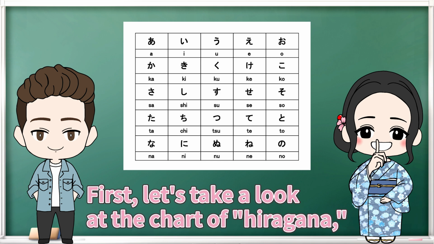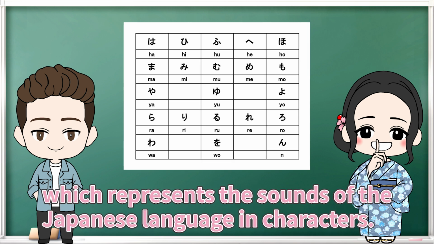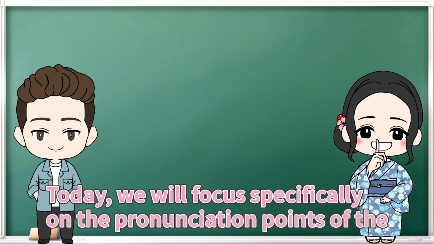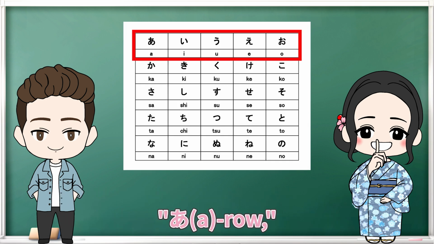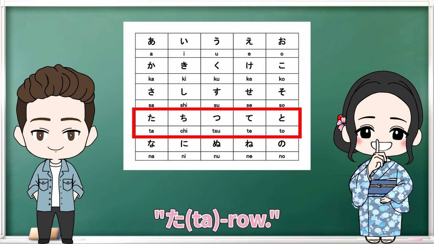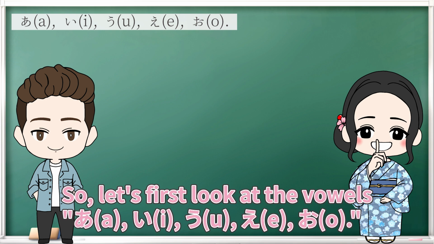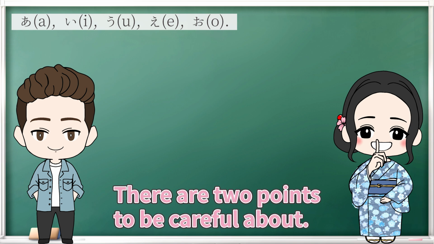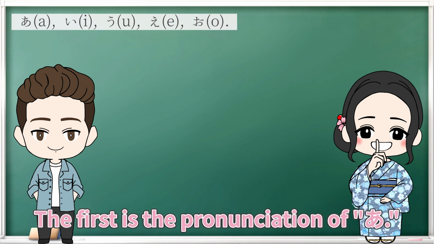First, let's take a look at the chart of hiragana, which represents the sounds of the Japanese language in characters. Today, we will focus specifically on the pronunciation points of the a row, sa row, and ta row. So let's first look at the vowels a, i, u, e, o. There are 2 points to be careful about. The first is the pronunciation of a.